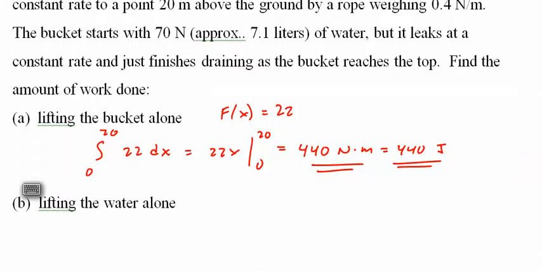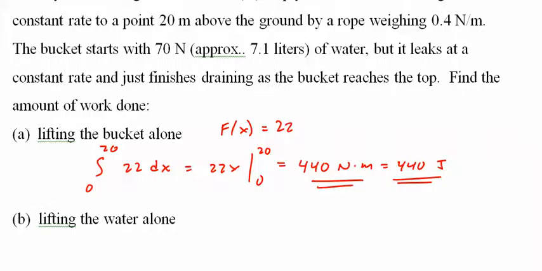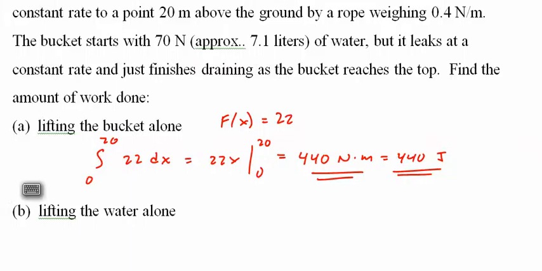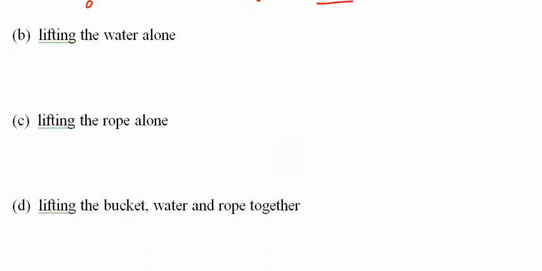Okay, what about the water? Well, the bucket starts at 70 newtons of water, and it leaks. It's got a hole in it. And I love this because I would assume we're lifting the bucket up to use the water, but it's empty when it gets up to the top. So the weight at 20, and I really should call this an F, but I don't, is 0, and the weight at 0 is 70.